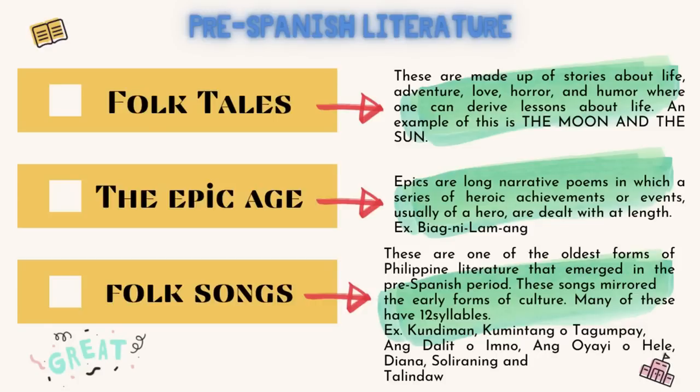These are one of the oldest forms of Philippine literature that emerged in the pre-Spanish period. These songs mirrored the early forms of culture. Many of these have 12 syllables. Let's see the examples. Kundiman, Kumintang, Tagumpay, Ang Dalit o Imno, Ang Oyayi o Hele, Diona, Soliranin, and Talindaw.